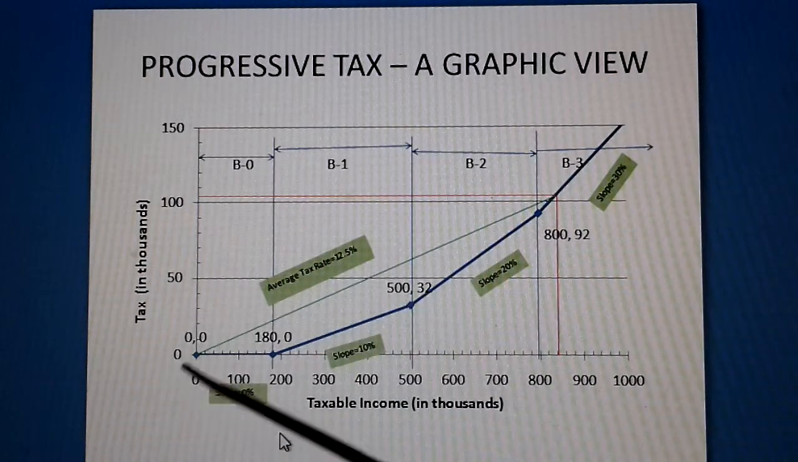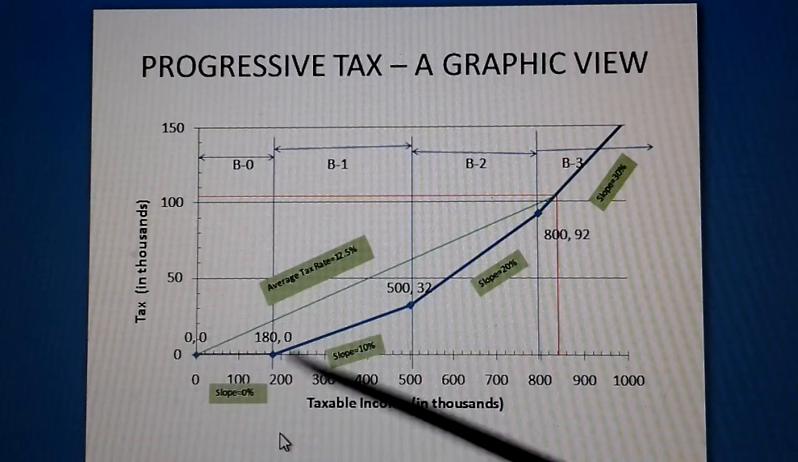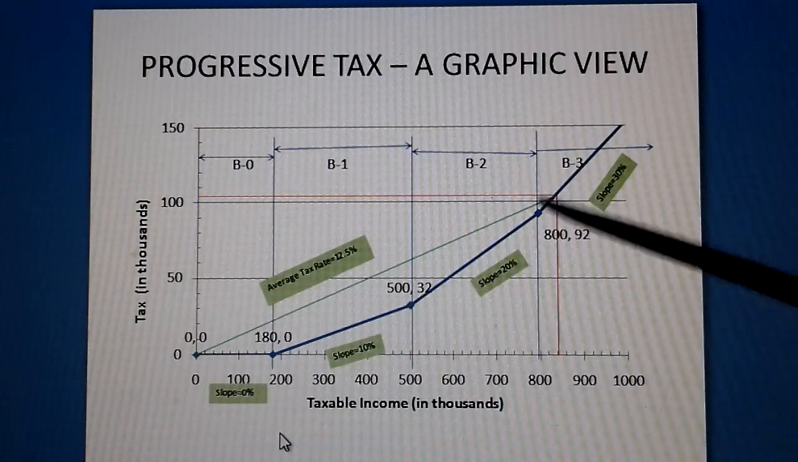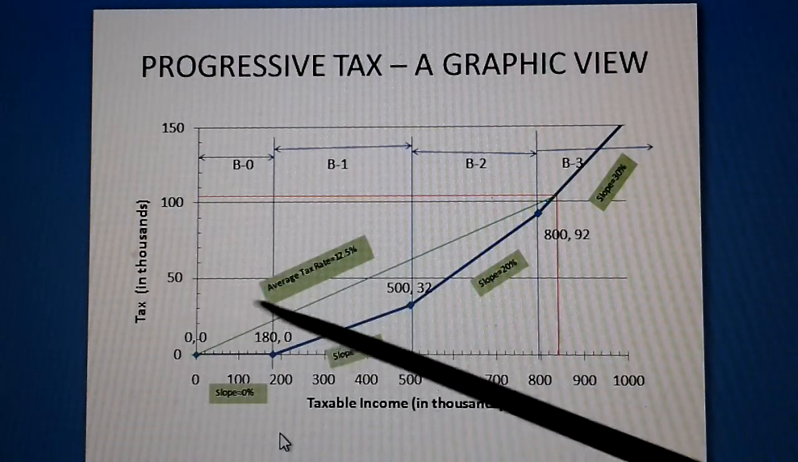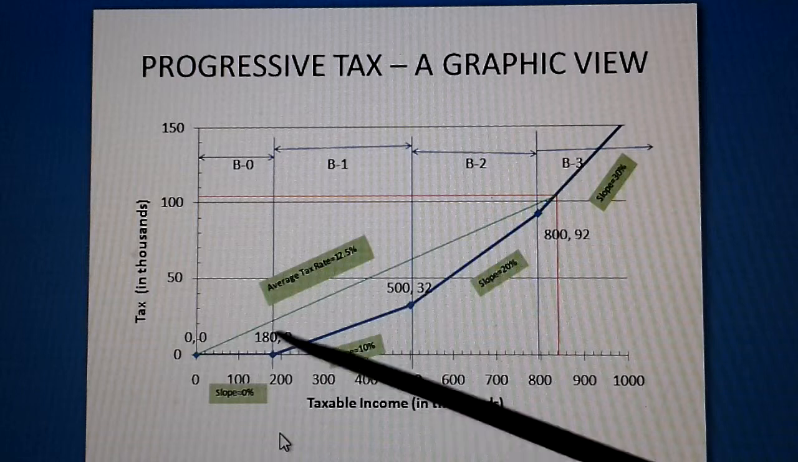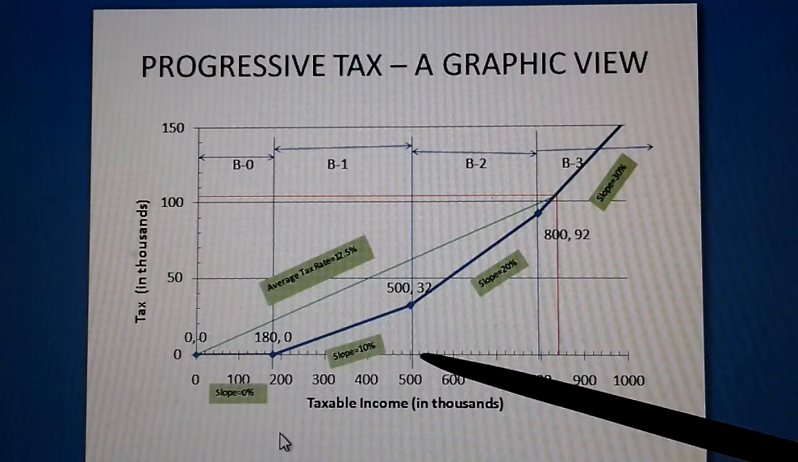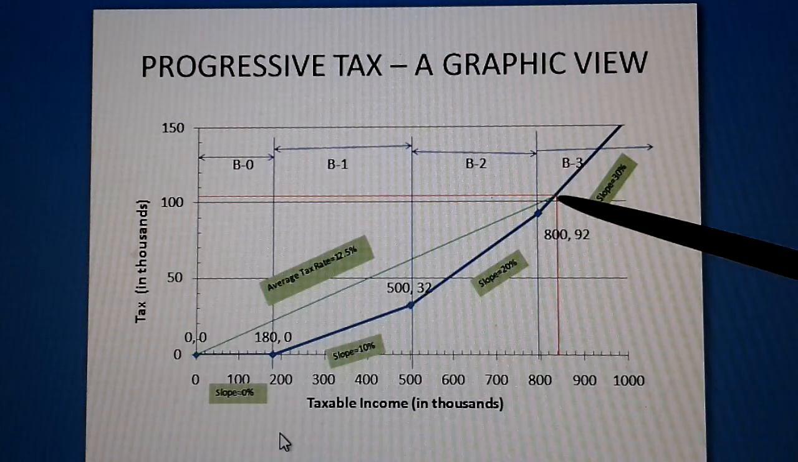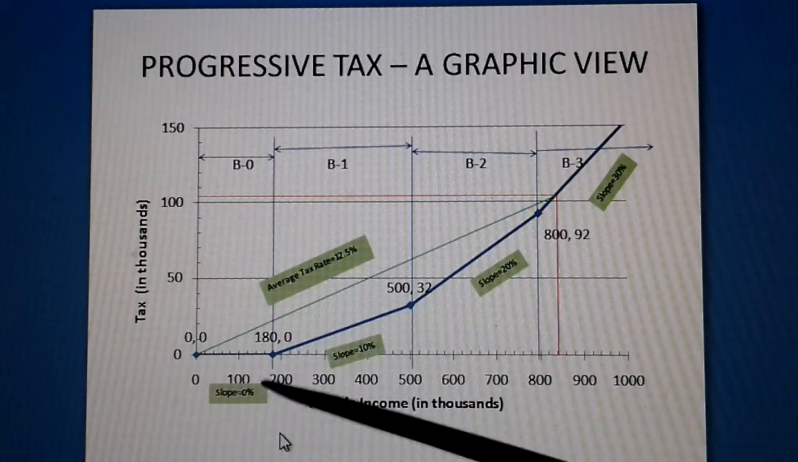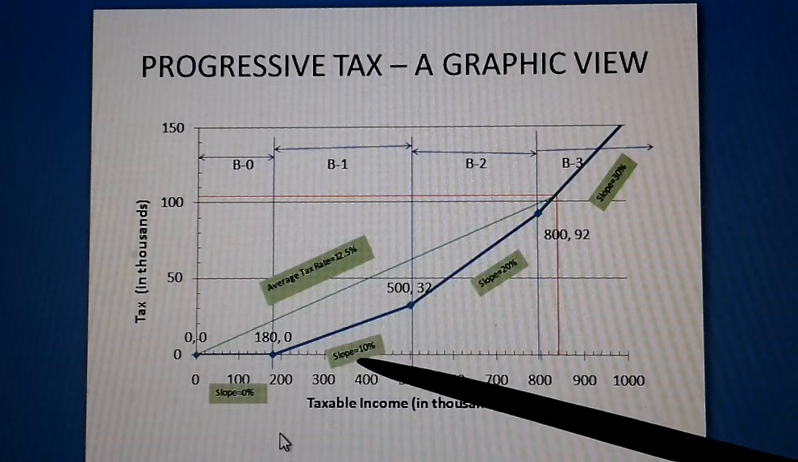Now, you'll notice that the slopes of the tax curve are basically made up of a set of straight lines. Between here and here, this is the 0 bracket. This is the first bracket, B1, between 180,000 and 5 lakhs. The second bracket is between 5 lakhs and 8 lakhs, and the third bracket is above 8 lakhs. The slopes of these lines are actually the incremental tax rates.